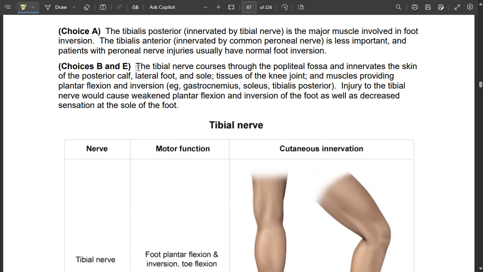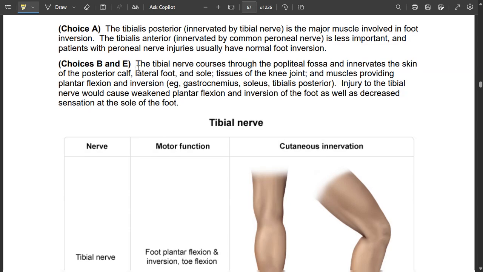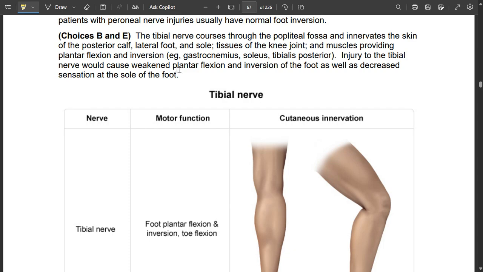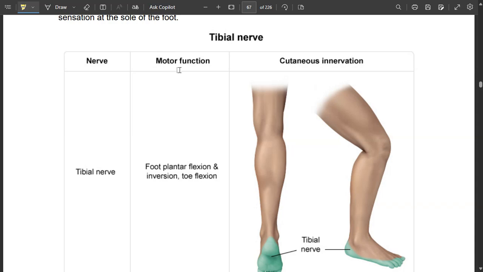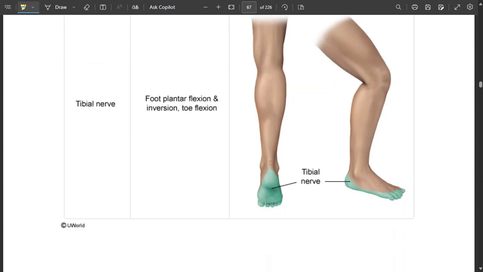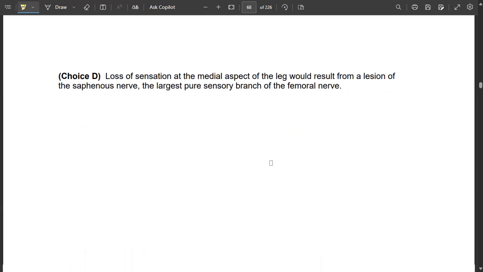The tibial nerve courses through the popliteal fossa and innervates the skin of the posterior calf, lateral foot, and sole, and the tissue of the knee joint, and the muscles involved in plantar flexion and inversion. The rest of these muscles are supplied by the tibial nerve: gastrocnemius, soleus, and tibialis posterior. Injury to the tibial nerve causes weakened plantar flexion and reduced inversion of the foot, and loss of sensation in the sole of the foot. The tibial nerve supplies the plantar sole and causes plantar flexion, but the fibular nerve is just the opposite.